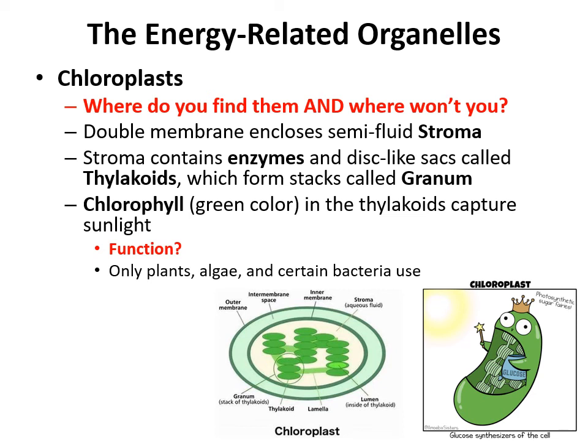Now, in addition to the endomembrane system, which included those vesicles that we were just talking about, even the central vacuole and peroxisomes, we also have the energy-related organelles. And like I said, the energy-related organelles are mitochondria, and in plants, it includes chloroplasts. Now, when you think of chloroplasts, again, think of these as being in plant cells, not animal cells.